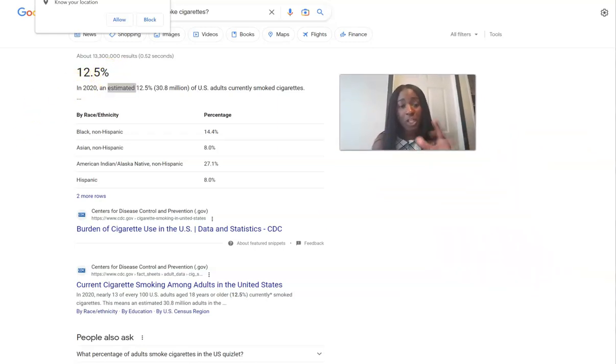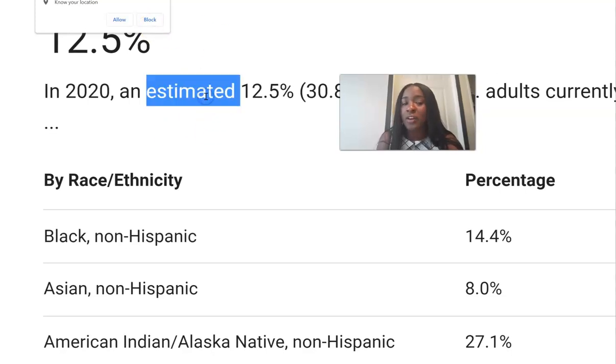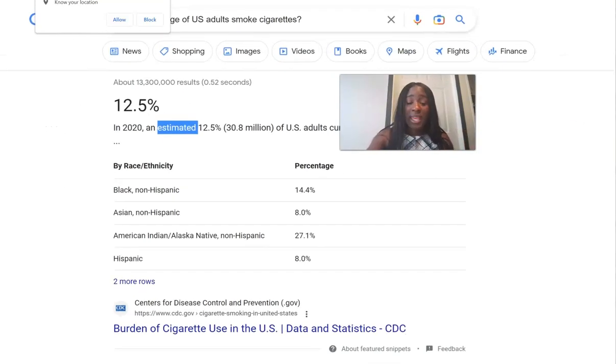Look right here. You know what my question is, I hope. My question is, how likely do you think that the percentage of Americans who smoke cigarettes is exactly 12.5? Not 12.52, not 12.5387, not 12.499962211. Exactly 12.5. It's very unlikely. In fact, look at what this says here. In 2020, an estimated 12.5%. That's an estimate. That is an estimate for a population parameter. That's exactly what we're talking about in this lesson.